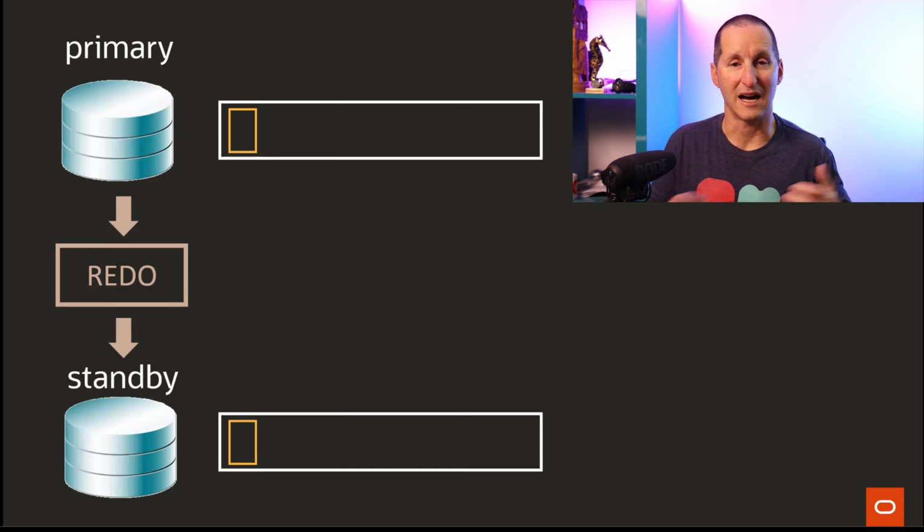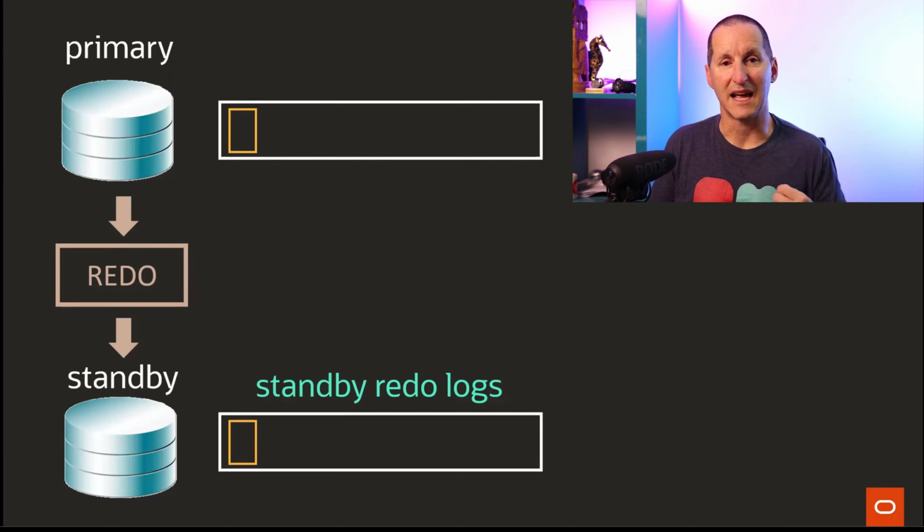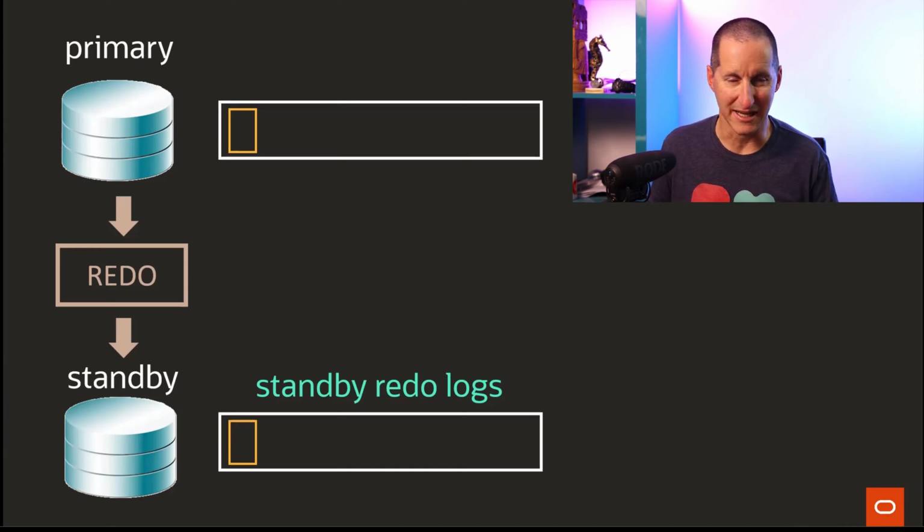And so the two are in sync. The way that works is we have a thing called standby redo logs. As information gets logged to the primary redo logs, that gets transferred in near real time over to the standby redo logs. And from there, those changes then get applied to the genuine segments on your standby database, whether they're the data blocks or the undo blocks, etc.